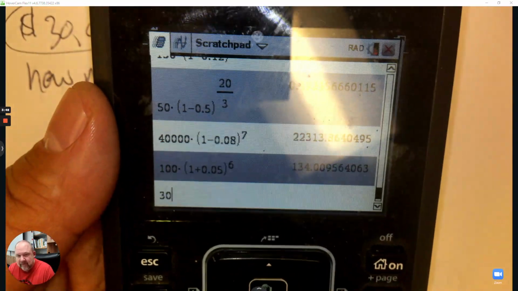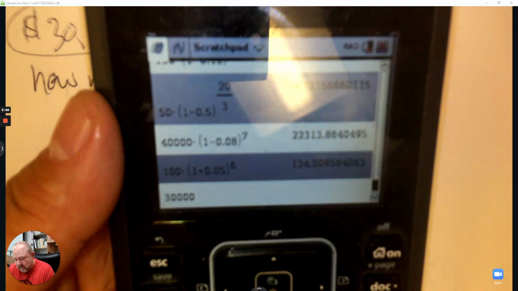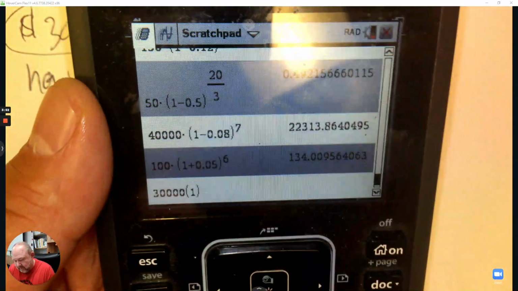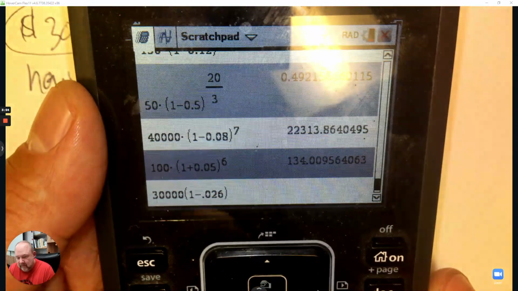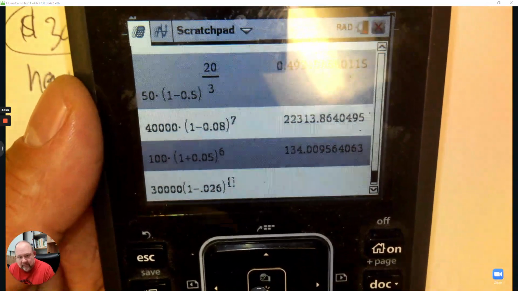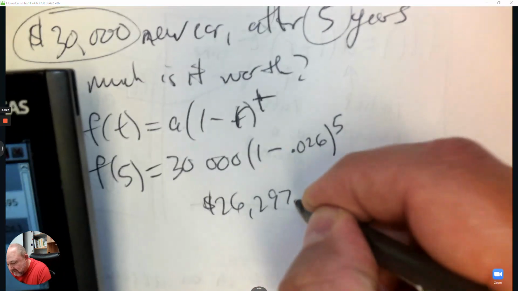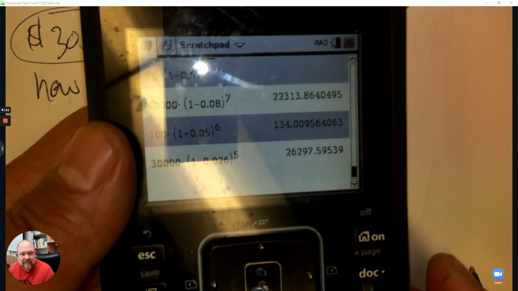So again, it would be 30,000, 1 subtract 0.026 to the exponent 5, and then how much would that car be worth? And it says 26,000, even though it's blurry. It does say 26,297.59. There it is.